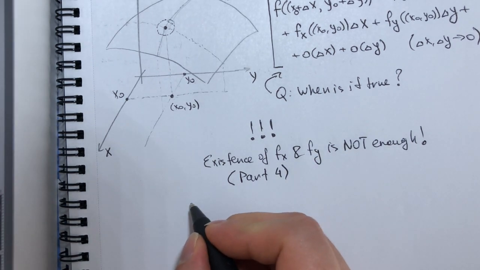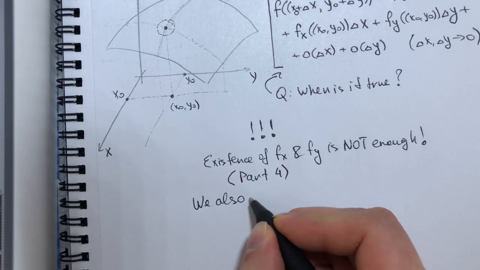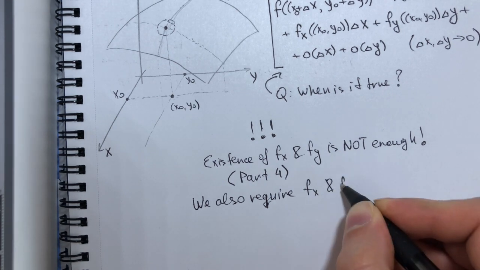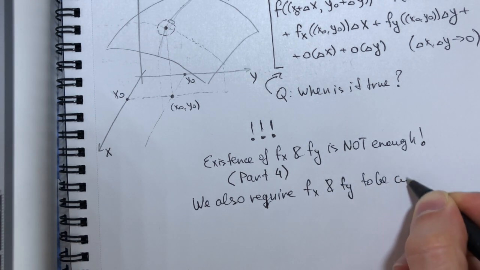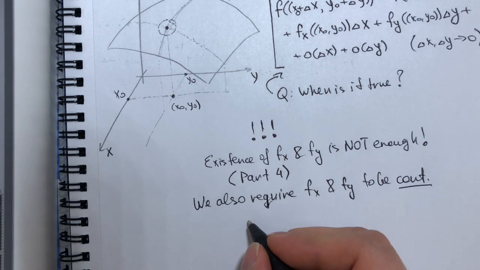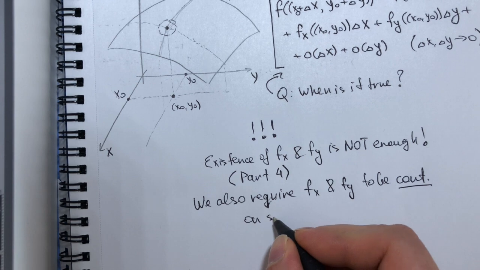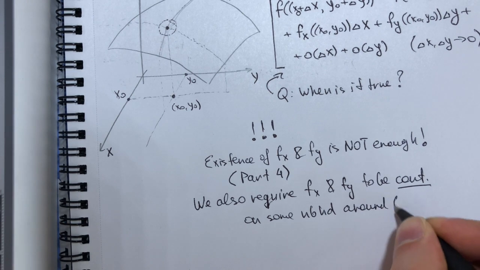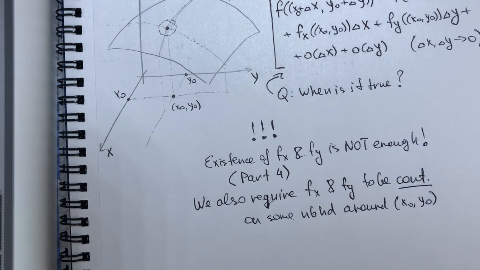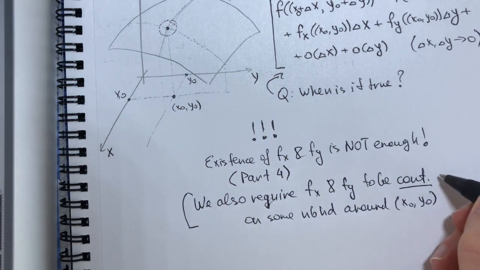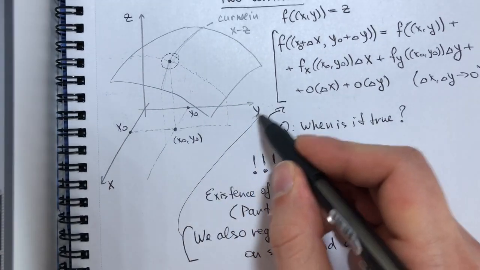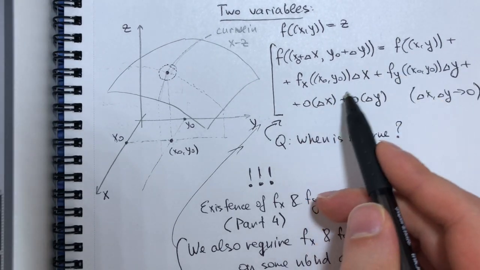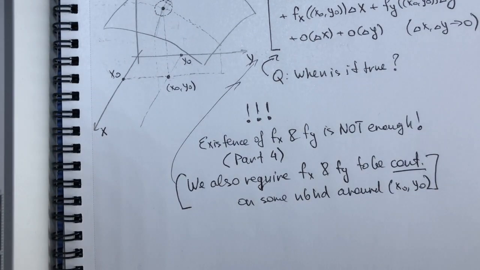So what I mean is, we also require f sub x and f sub y to be continuous on some neighborhood around x naught, y naught. So if this holds, then we know we can rewrite our approximation in this manner. And that's what we are going to prove.